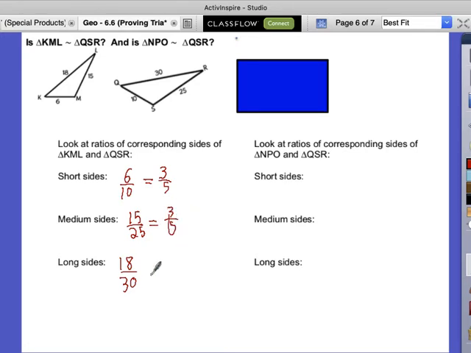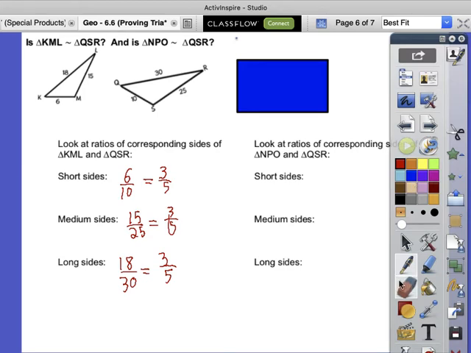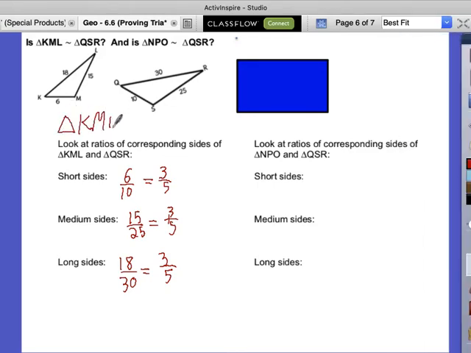The last ones, what goes into both 18 and 30? 6. 6 goes into 18 3 times, 6 goes into 30 5 times. So are they all 3 over 5? Yeah. So are these triangles similar? Yes, the triangles are similar by side, side, side. So we can say triangle KML is similar to triangle QSR. The similarity statement's already given there. By side, side, side similarity.